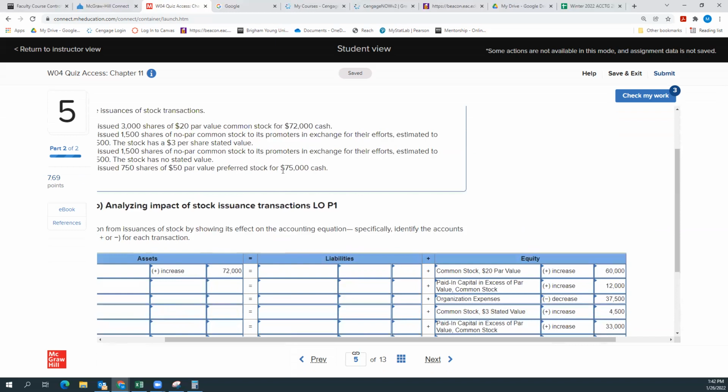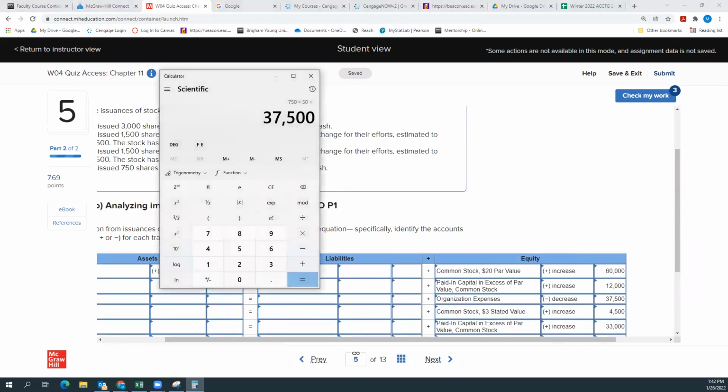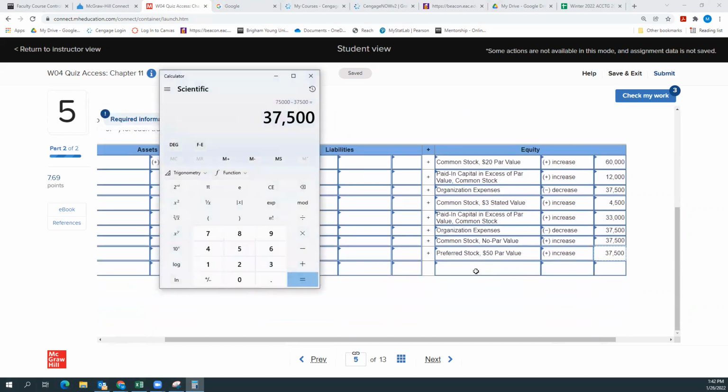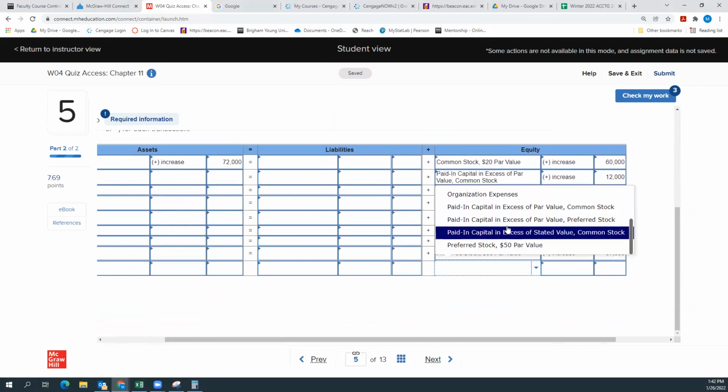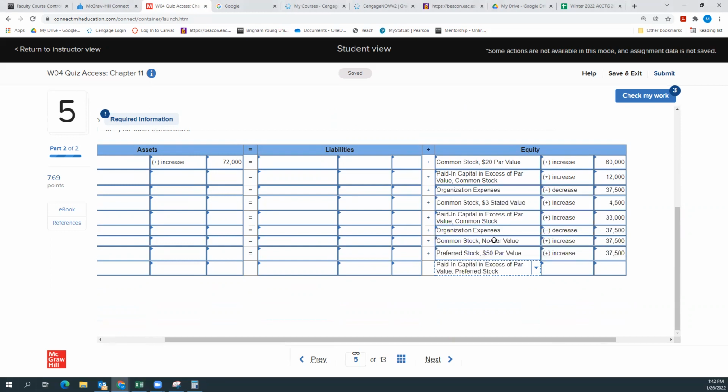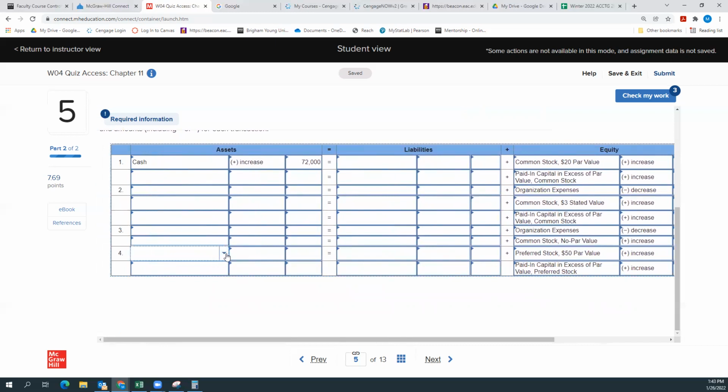And then how much did we get for it? 75,000 in cash. So we'll say 75,000 total minus 37, which you can do in your head, but gives us 37,500. So we're going to say paid in capital in excess of par value on the preferred stock, which will be an increase to our equity of 37,500. And then the total amount of cash will increase here by 37,500. I'm sorry, by 75,000.